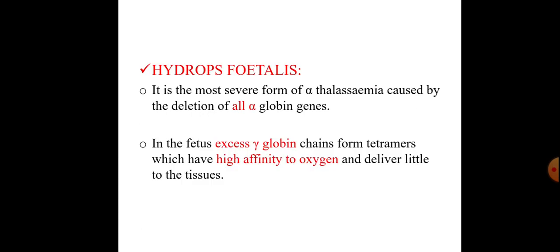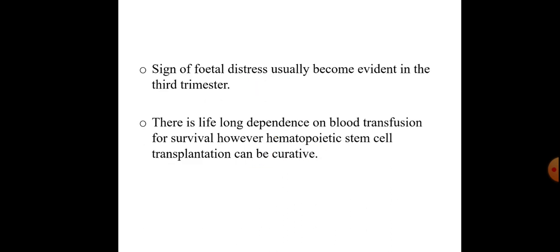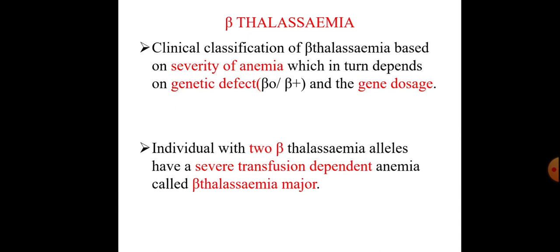Coming to hydrops fetalis, it is the most severe form of alpha thalassemia, caused by deletion of all the alpha globin genes. In the fetus, excess gamma globin chains are formed as tetramers, which have high affinity to oxygen and deliver little to the tissues. Signs of fetal distress usually become evident in the third trimester. There is lifelong dependence on blood transfusion for survival. However, hematopoietic stem cell transplantation can be curative, but is not guaranteed.